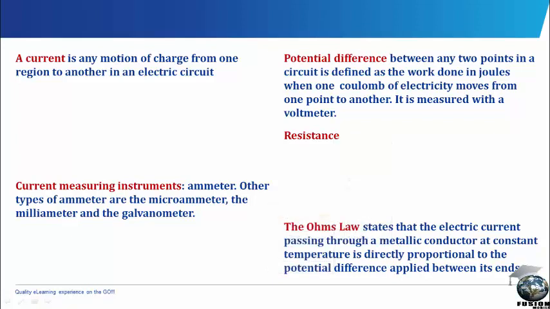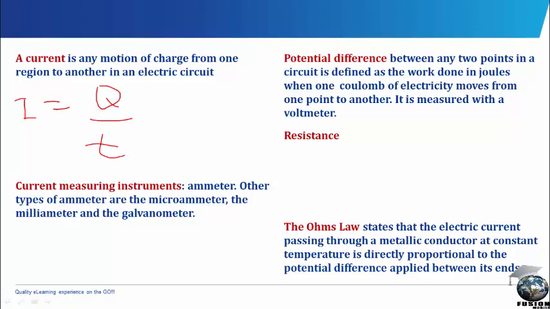But in a more mathematical definition, we can say that current is the quantity of charge that passes through a conductor per unit time. I repeat, current is the quantity of charge that passes through a conductor per unit time. Mathematically, it is given as current, which is represented with I conventionally, equal to quantity of charge, Q, divided by time. The SI unit of current is amperes.